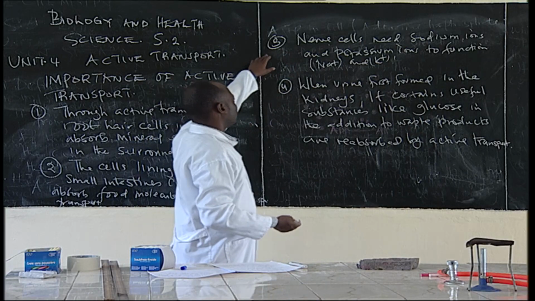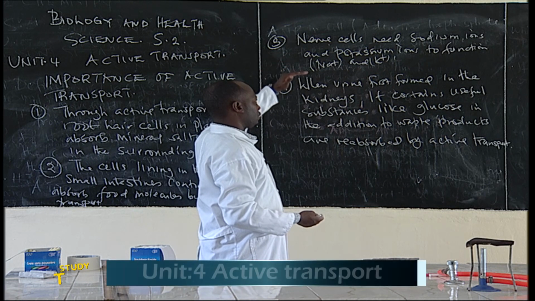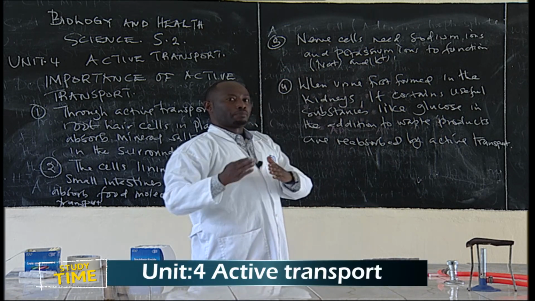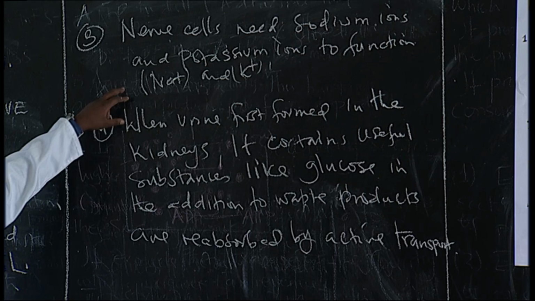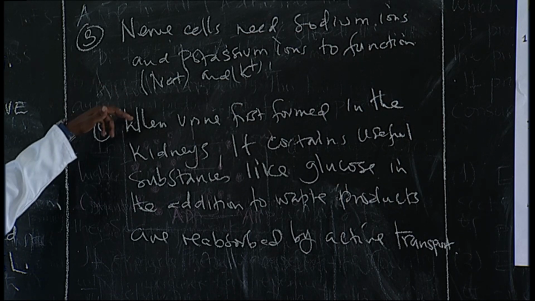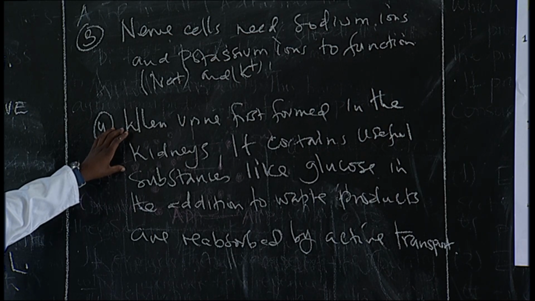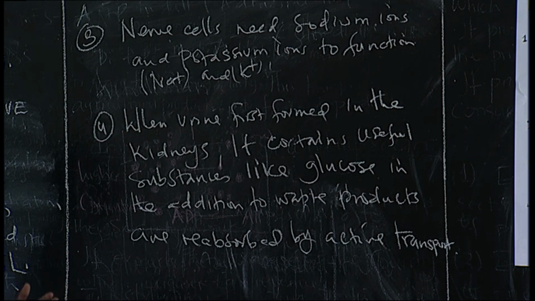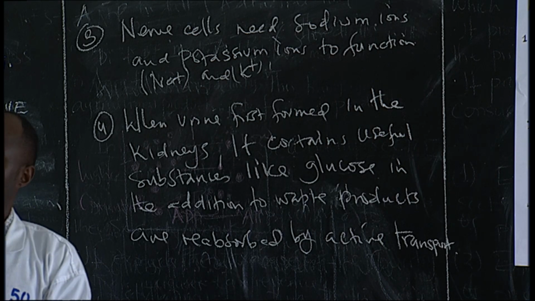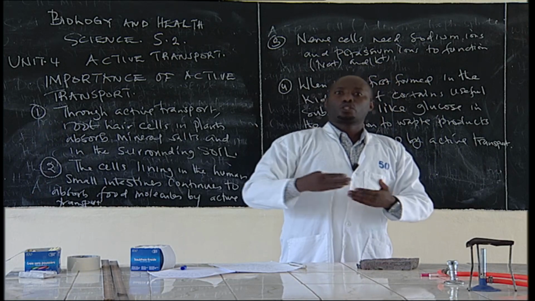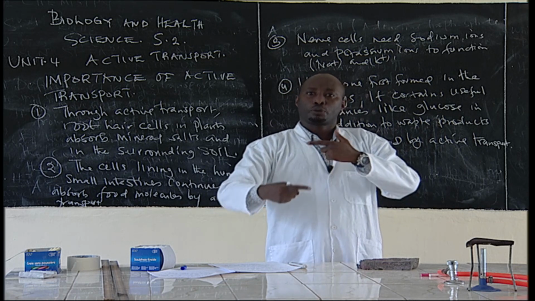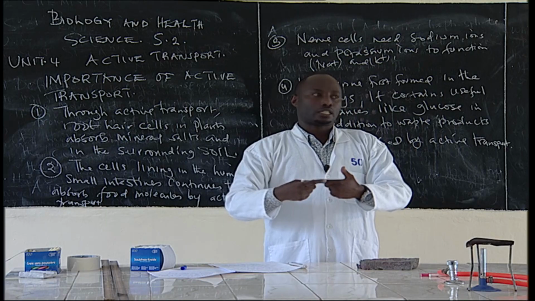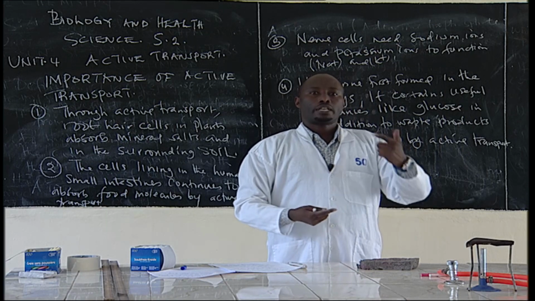I said number 3, nerve cells need sodium ions and potassium ions to function. If there is an absence of these potassium and sodium ions, the nerve cells will not perform their functions efficiently. So they have to be carried from outside to inside with the help of active transport. The last one, number 4, I said when urine is formed in the kidney, it is automatically formed with some useful substances. Those useful substances, like glucose, should not get lost through the urine. They have to be reabsorbed, and the reabsorption of a useful substance such as glucose is normally done by active transport.